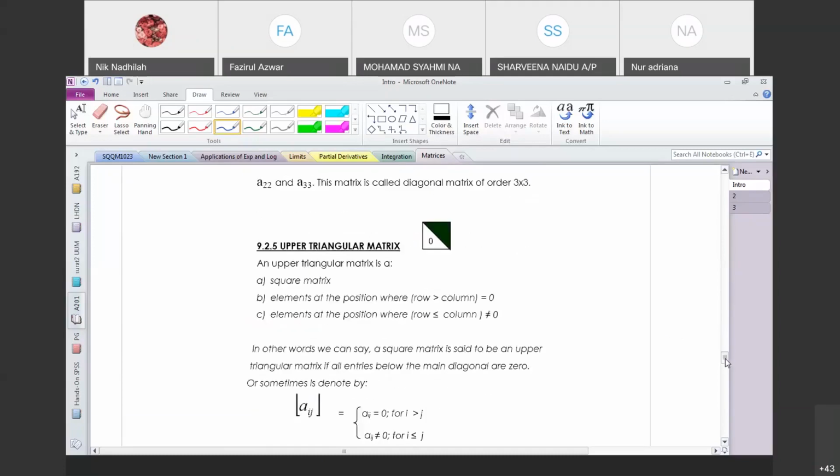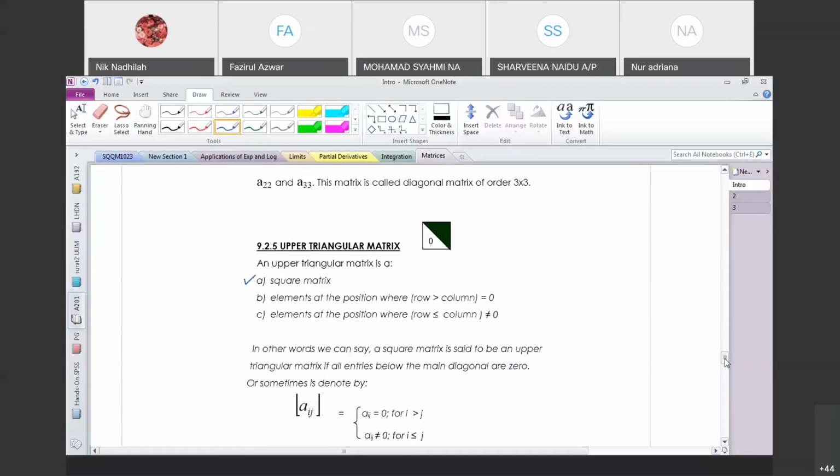Okay, and then we have triangular. The same for upper triangular, it must be a square matrix. And then the element at the position where row is, well, that means B and C. B means the elements on the lower side are zeros. Okay, and the elements on the upper side are non-zero. That is upper triangular matrix.